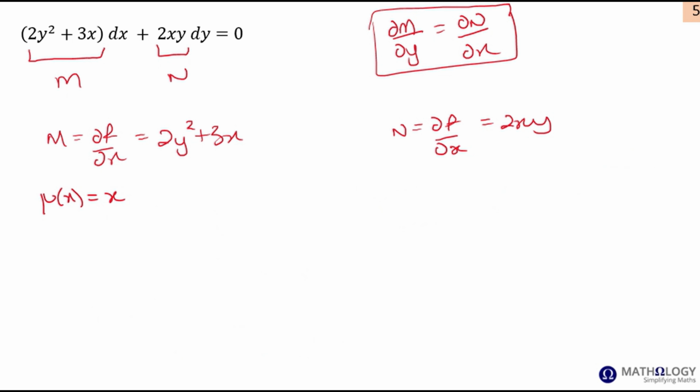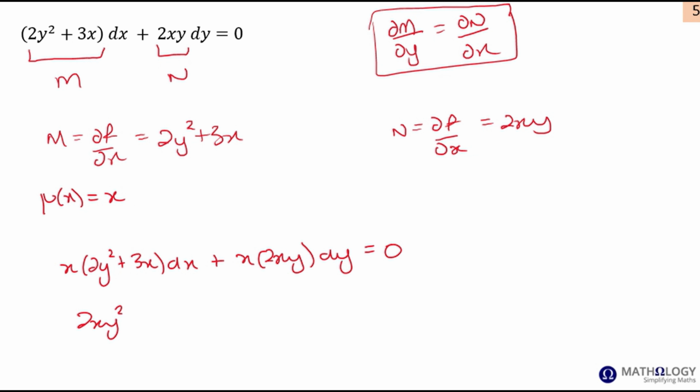So the integrating factor is x, so we can multiply every term of this differential equation by that integrating factor. So we'll have x times 2y squared plus 3x dx plus x times 2xy dy equals 0. Just cleaning this up, we'll have 2xy squared plus 3x squared dx plus 2x squared y dy equals 0.